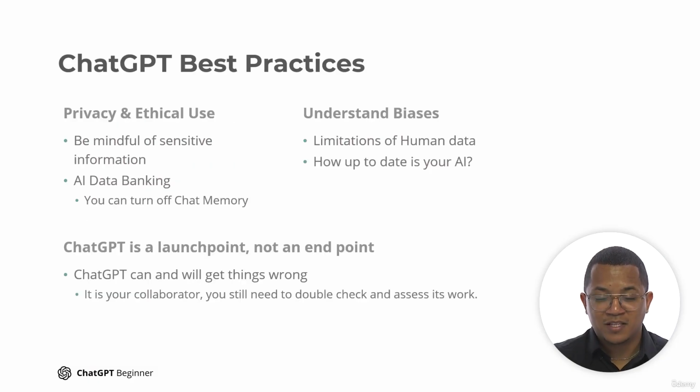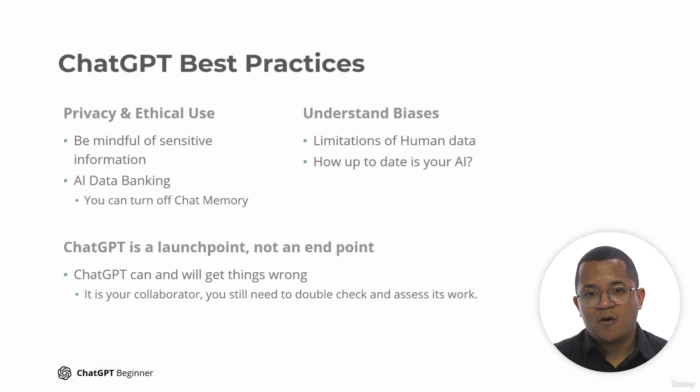I want to move on to some best practices and some considerations to make and some ways to help troubleshoot your time with ChatGPT. Let's talk about privacy and ethical use. It's a big question, one that there's a lot of concern about as AI seems to be on the rise. We actually have an entire course dedicated to ethical and responsible use of AI. But here's just a couple of things specifically to ChatGPT.